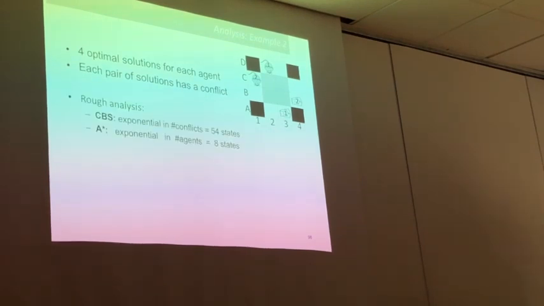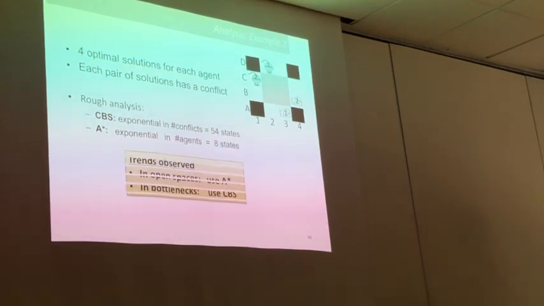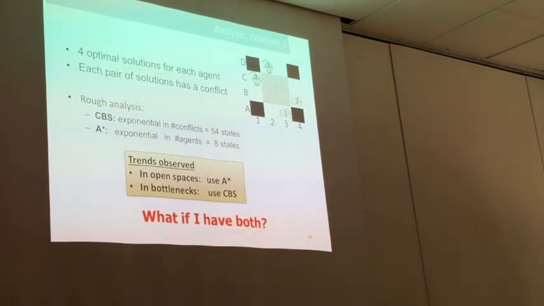Specifically, if you want to do some numbers, the CBS expands here 54 states and A star only 8. And it's hard to say which algorithm works best, but I think the general trend that we've seen is that A star works nicely in open space. Where there is an explicit bottleneck, CBS works well. But what if I have both? So if I have both, then we have a solution for that also.